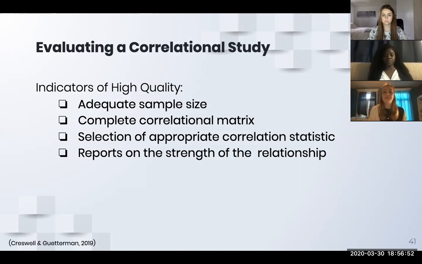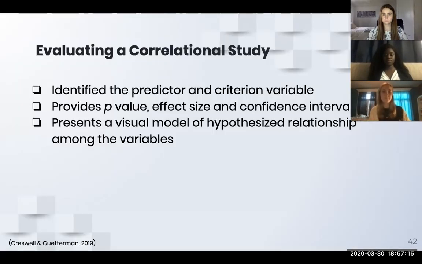Then you want to make sure you complete a correlational matrix or have some sort of graphs present. People love pictures. People learn better. It's nice to see the scatter plots and the line of best fit, or if there is no correlation, it's just easier to see. As well, select the appropriate correlation statistic and report the strength of the relationship. And then it's definitely handy when the predictor and the criterion variable are identified, as well as the p-value, effect size, and confidence intervals. And like we said earlier, having that visual model is absolutely helpful for our readers. So if researchers can provide that, then it is very helpful within the studies.